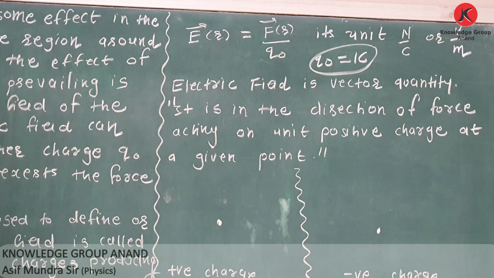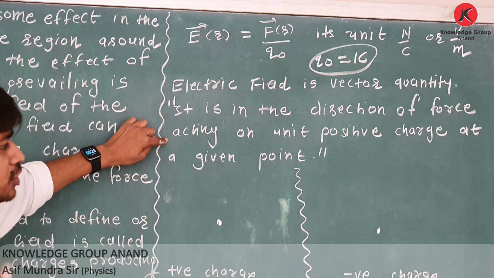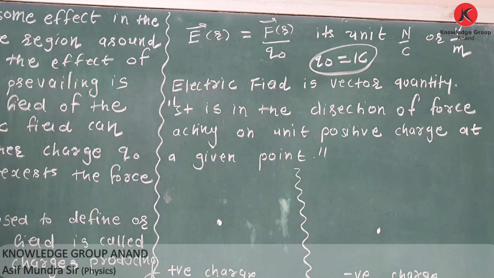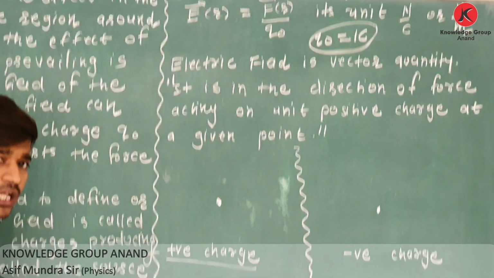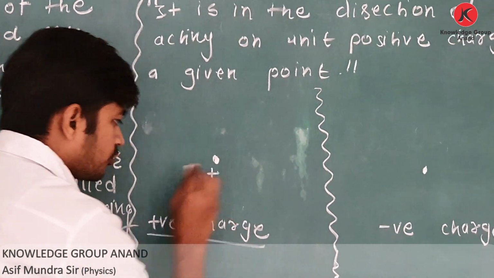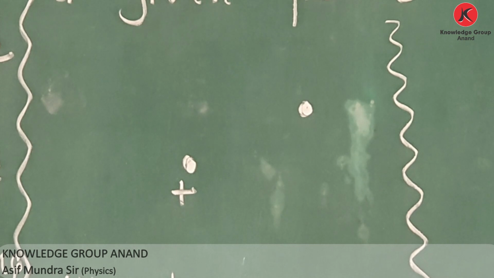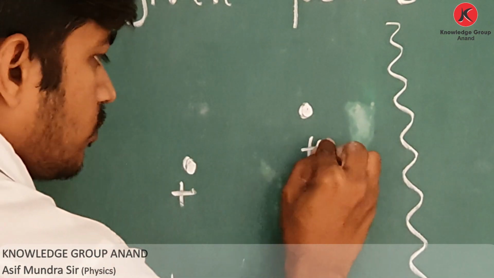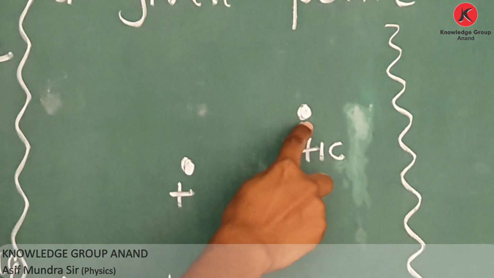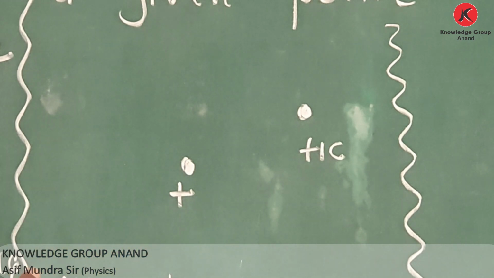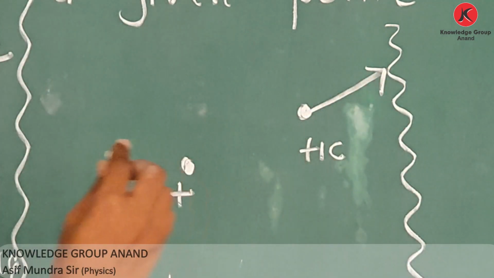How to find the direction of electric field? It is in the direction of force acting on a unit positive charge at a given point. We will take two examples. Let it be a positive charge, and you want to find the direction of electric field at this point. Place a unit positive charge. What is the force acting on it due to this charge? Like charges, repulsive force, means away in this direction.